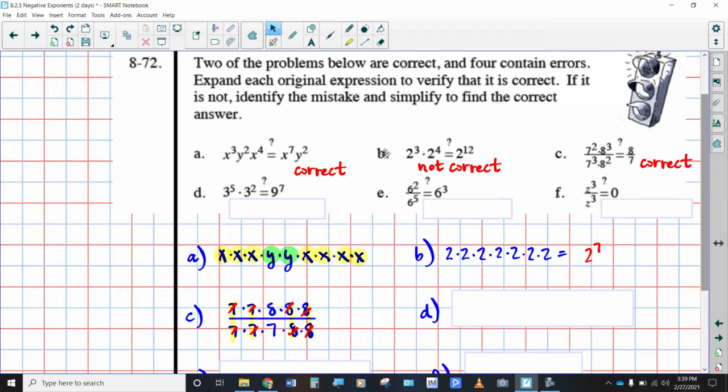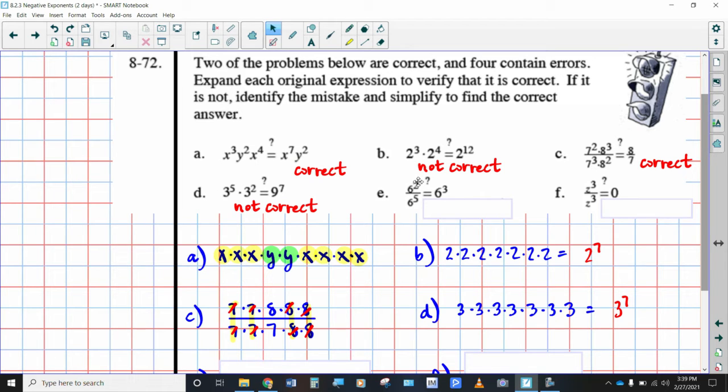Same thing for D, basically, is what we did for B. If you expand that out, you would see that you've got 5 threes being repeatedly multiplied times 2 threes. So that should be not 9 to the 7th power, because you're supposed to keep your base. It would be 3 to the 7th power. So this is not correct. You're not supposed to multiply the bases together. It's you keep your base and you add your exponents. So they did a good job of adding exponents. They just forgot and multiplied the bases.